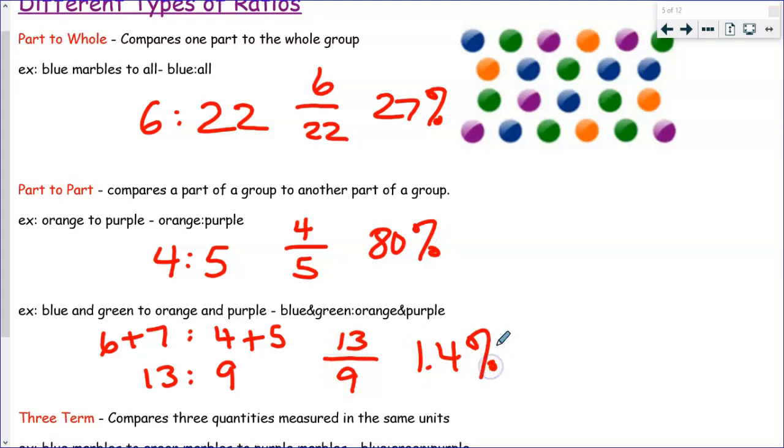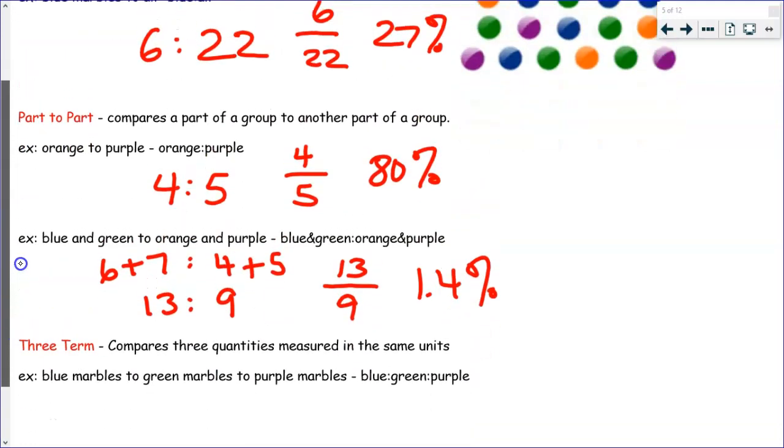So what these mean is 27% of all the marbles are blue, 80% of the orange marbles compared to purple marbles, or sorry, 80% are orange marbles compared to purple. And this one, the blue and green marbles compared to the orange and purple are 1.4% larger.